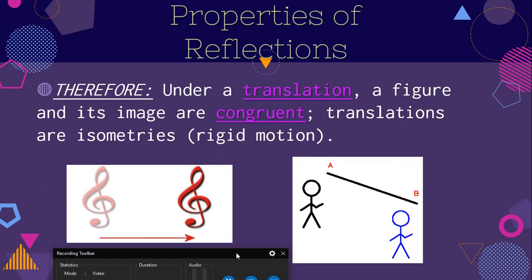So under properties, what we notice most with translations is that under a translation, a figure and its image will be congruent. They were even facing the same direction. So a translation is classified as an isometry, which is a rigid motion. We preserve distance between points.